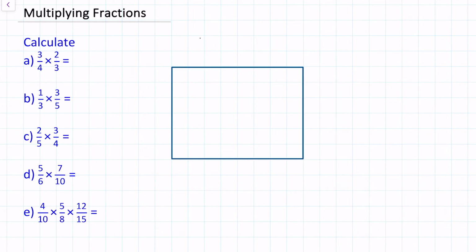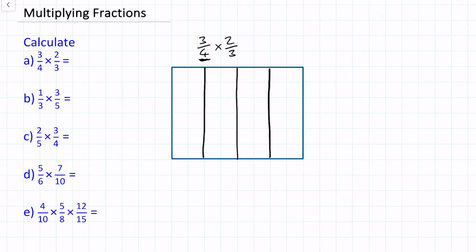So now to work out 3/4 times 2/3, the first thing I'm going to do is split up our length into quarters because of this quarter here. And then I'm going to shade in 3 of them, which is this numerator of 3. So we have 3/4 here. Next, I'm going to split the width up into thirds, which is given by this 3. And now I'm going to shade in 2 of these.